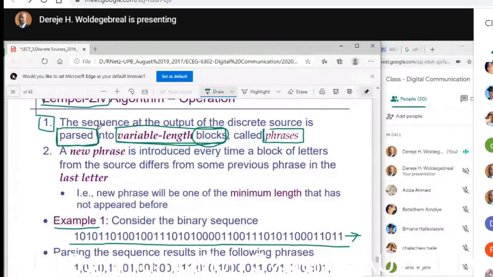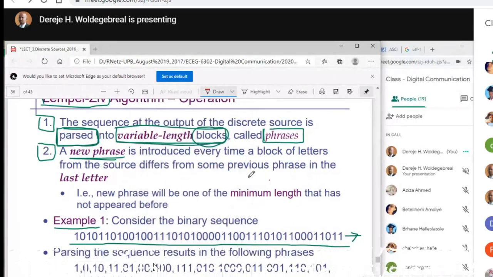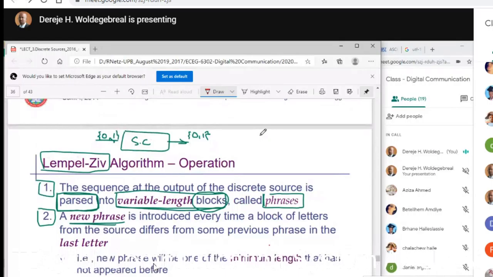So parsing is nothing but the process of creating blocks, or the process of creating phrases from the sequence of bits. Now how do we create a new phrase? And here is the rule. Step number 2 indicates the way a new phrase is created. So in principle, a new phrase is a phrase that differs from an existing phrase in its last bit position only. Okay, suppose you have an existing phrase here.